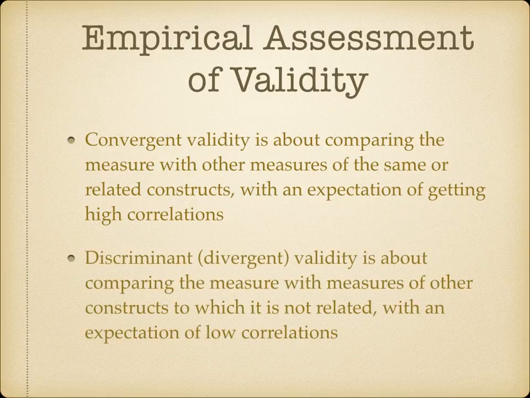Discriminant validity, sometimes referred to as divergent validity, is about comparing the measure with other measures that are not related, that you don't expect to see high correlations with. And so you're going to get correlations that are 0.12, 0.06, 0.0, those kinds of correlations that leave you going, well, there's no relationship there. And that's good news. You don't want your measure to be capturing something about some other measure. You want it to really stand alone and only be measuring what you were after in your construct.